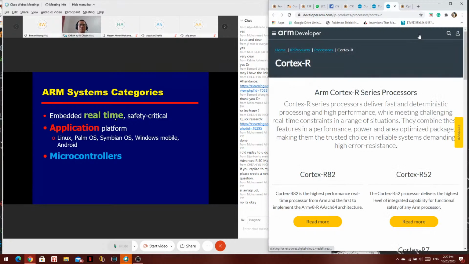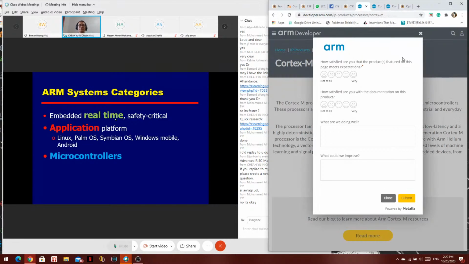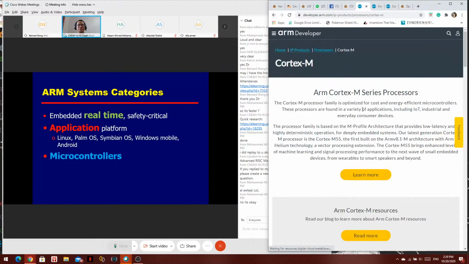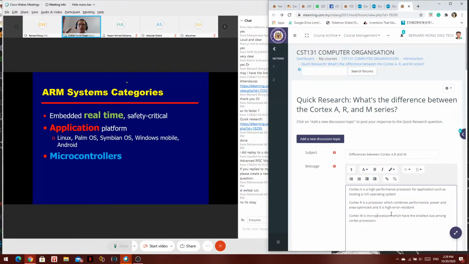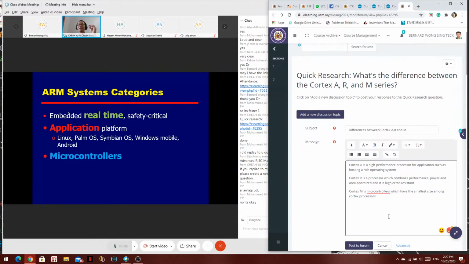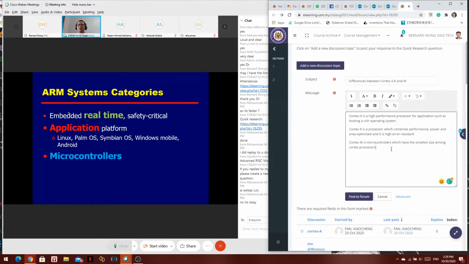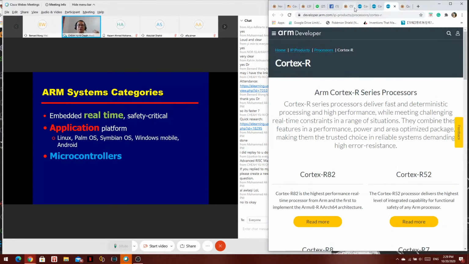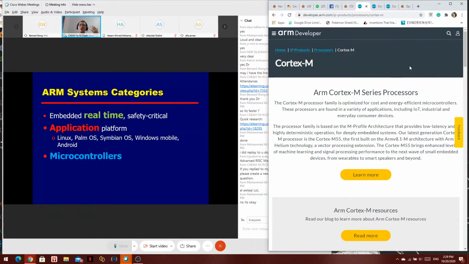Okay. So in summary, the three abbreviations, Cortex A, Cortex R, and Cortex M, have a particular meaning. The Cortex R are usually for real-time and safety critical applications. The Cortex A, the A stands for application.